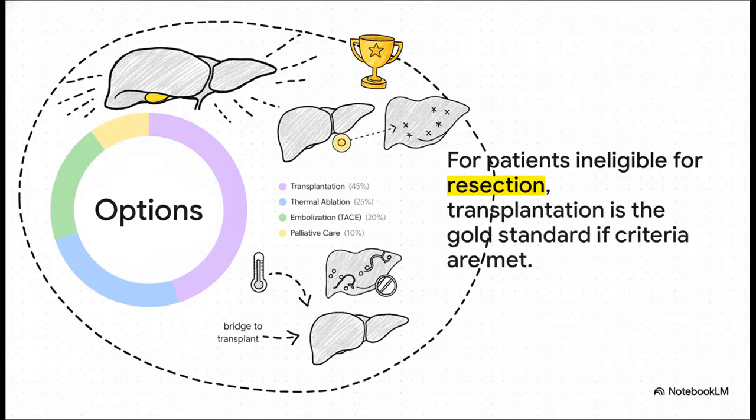Well, if the patient is not a resection candidate because of poor liver function, the gold standard becomes liver transplantation, since they meet the criteria. For smaller tumors, thermal ablation can actually be curative. For larger, unresectable disease, we can use therapies like transarterial chemoembolization, or TACE, to control the tumor, and that often serves as a bridge to a future transplant.